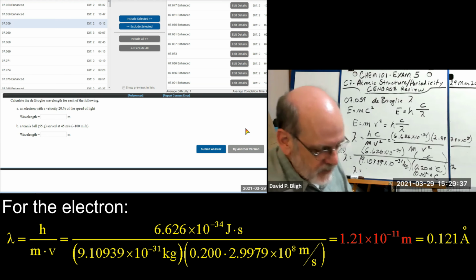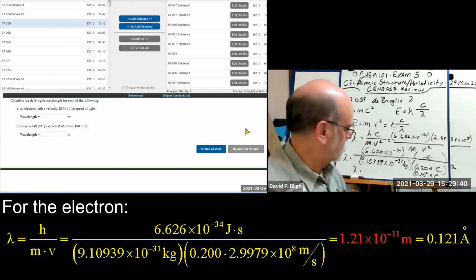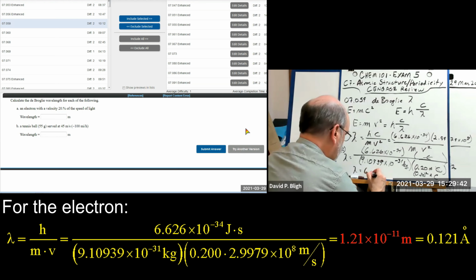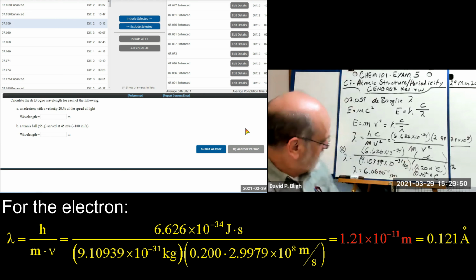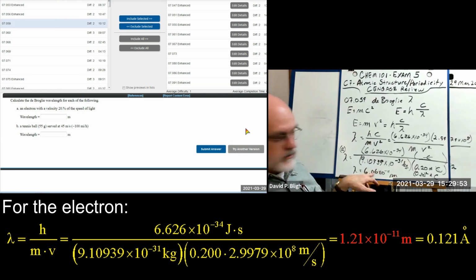Now, 6.06 times 10 to the minus 11 meters. That's more like it. And that is actually 606 nanometers. Oh, wait a minute. 10 to the minus 9. No. That's less than a nanometer. A lot less. That is 0.6 angstroms. It's very short. It's shorter than the wavelength of light.